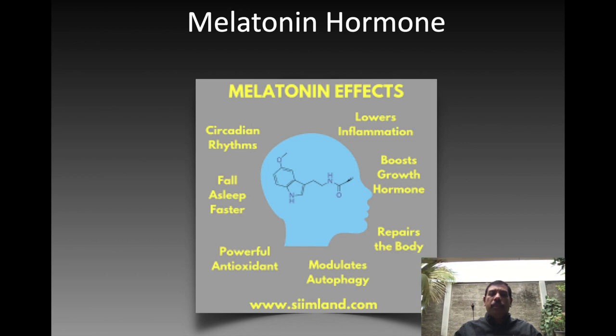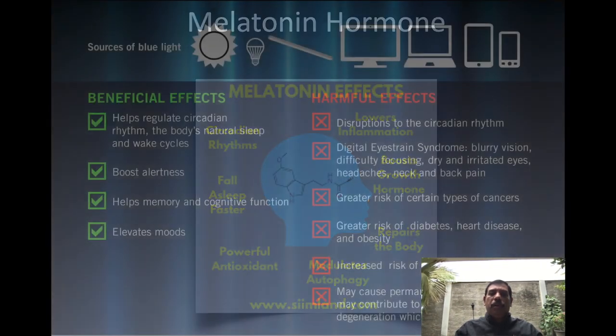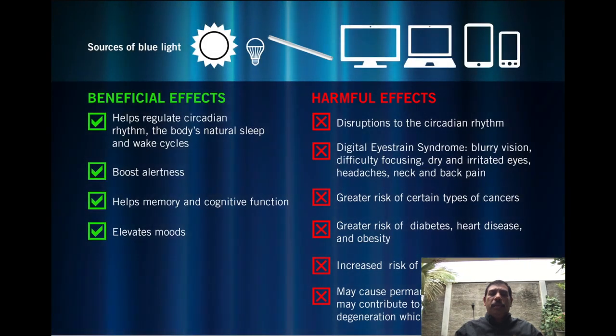And also it is a powerful antioxidant. It boosts the growth and repairs the body, and it lowers the inflammation. So this is the role of melatonin hormone in our body. So how does the blue light affect? The blue light reduces the melatonin secretion in our body.